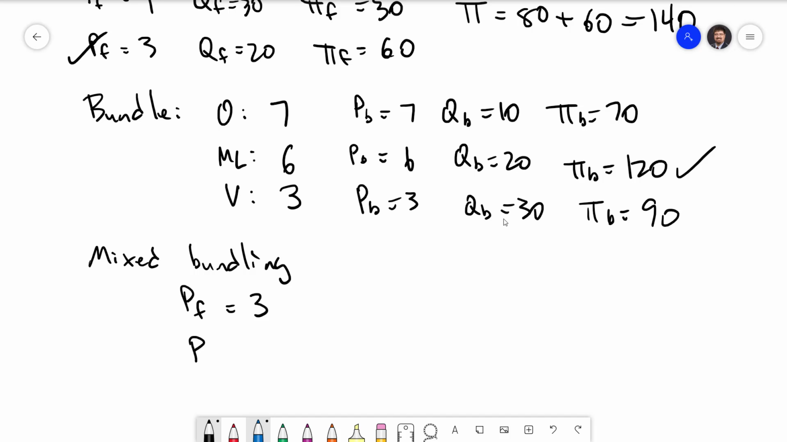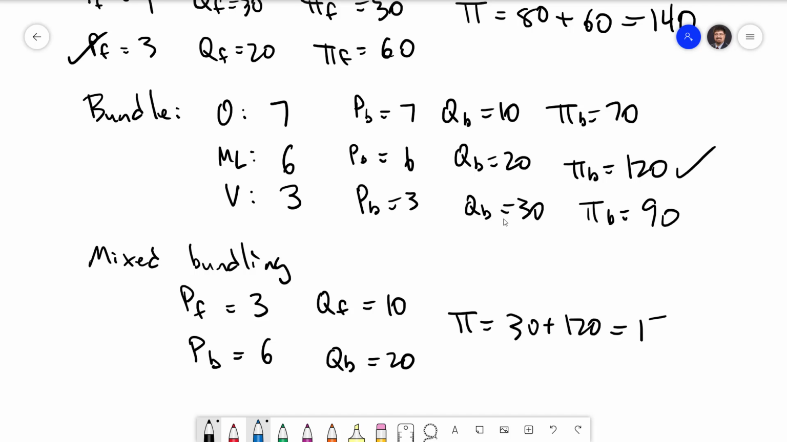So we're going to sell the fries on their own for 3. We're going to sell the bundle of burgers and fries for 6, to get a quantity of fries on their own of 10 and a quantity of the bundle of 20, which is going to give us a total profit of 30 plus 120 equals 150, which is better than the 140 that we got from the pure components.